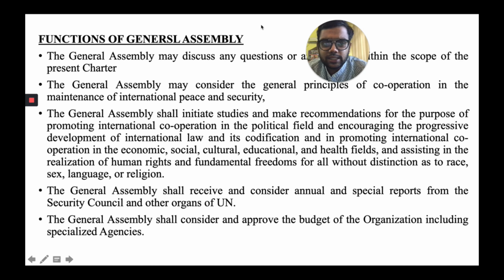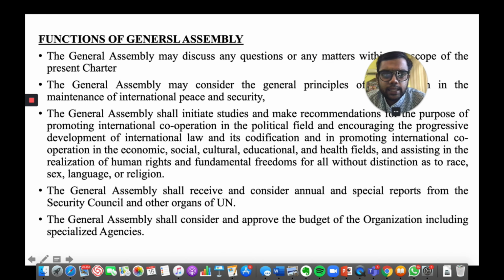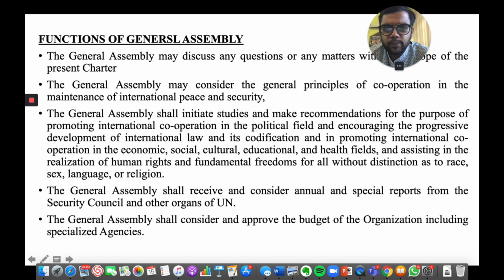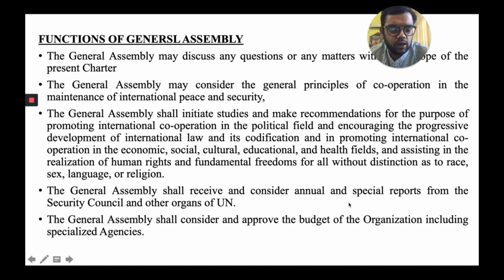Now, the functions of the General Assembly are basically that they can discuss any questions or matters within the scope of the present charter. They can consider general principles of cooperation and maintenance of peace and security. They shall initiate studies and make recommendations for promotion of international cooperation. They shall receive annual and special reports from the Security Council and other organs of the UN, and they shall consider and approve the budget of the organization, including specialized agencies. Now, I'll be discussing specialized agencies at length later in the video. All these functions are given in Chapter 4 of the UN Charter.